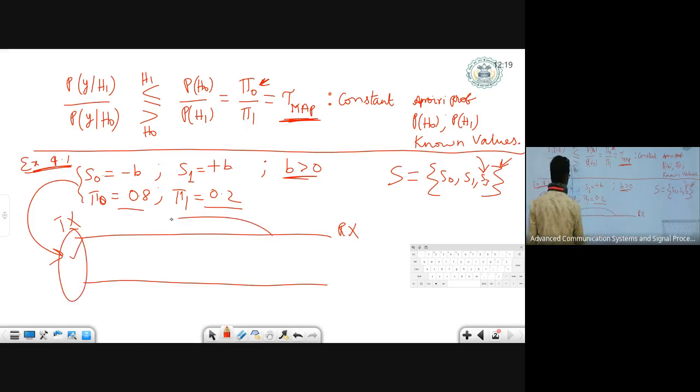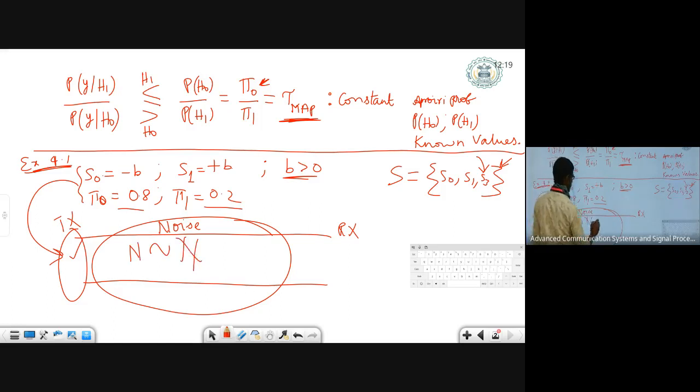Next, we would like to know what about the noise. Regarding the noise part, he says that the noise is a zero mean Gaussian random variable with variance of sigma square. So the noise follows normal distribution with a zero mean and sigma square variance. This is the information that was given. Now he is asking us to find out, according to the MAP detector, what should be the appropriate decision that I am supposed to take.